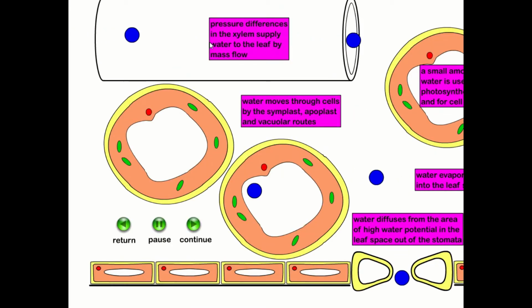What we actually see happening is the water comes through the xylem into the air spaces, and then it's going to diffuse out of the stomata. Because we've got a higher water potential here inside the leaf compared to here outside the leaf, it's going to move out of our leaf by diffusion through the stomata.